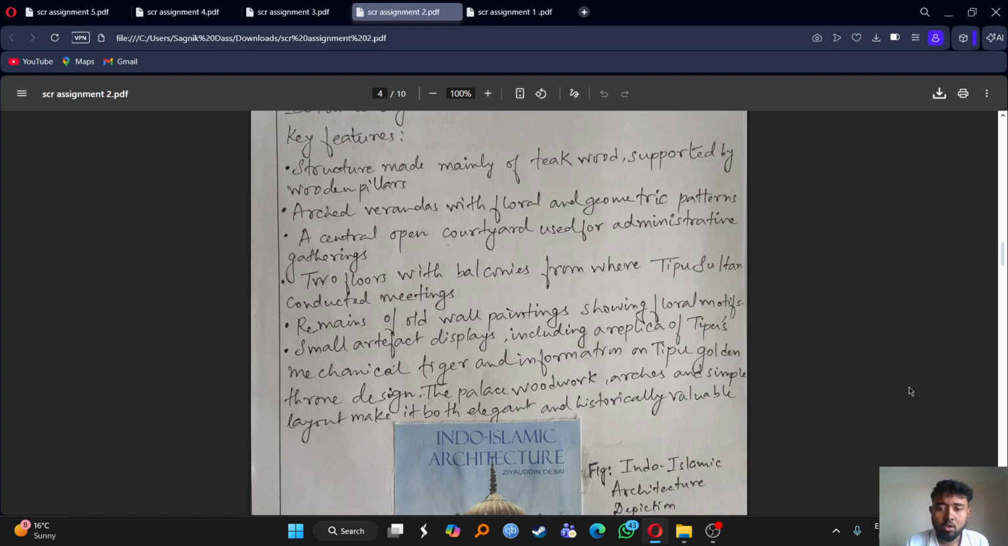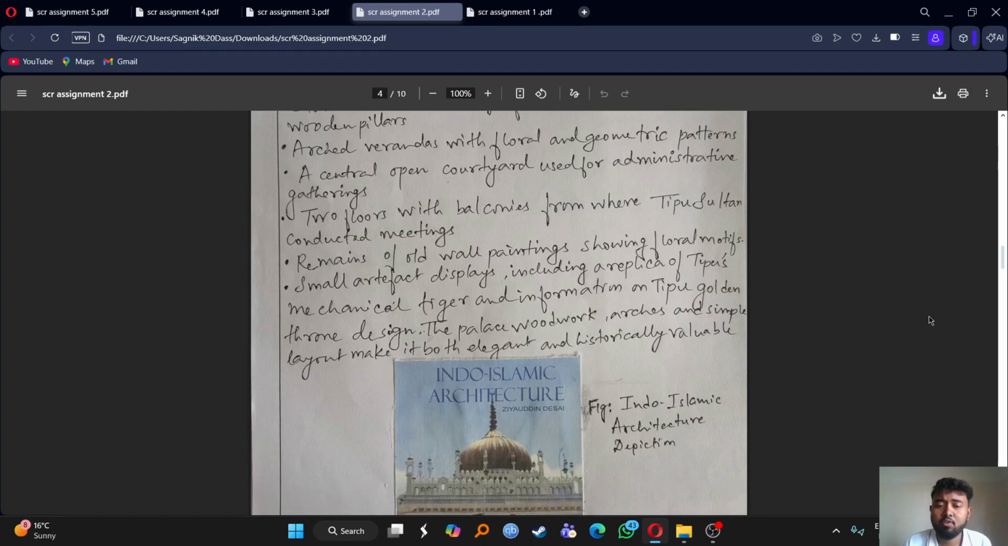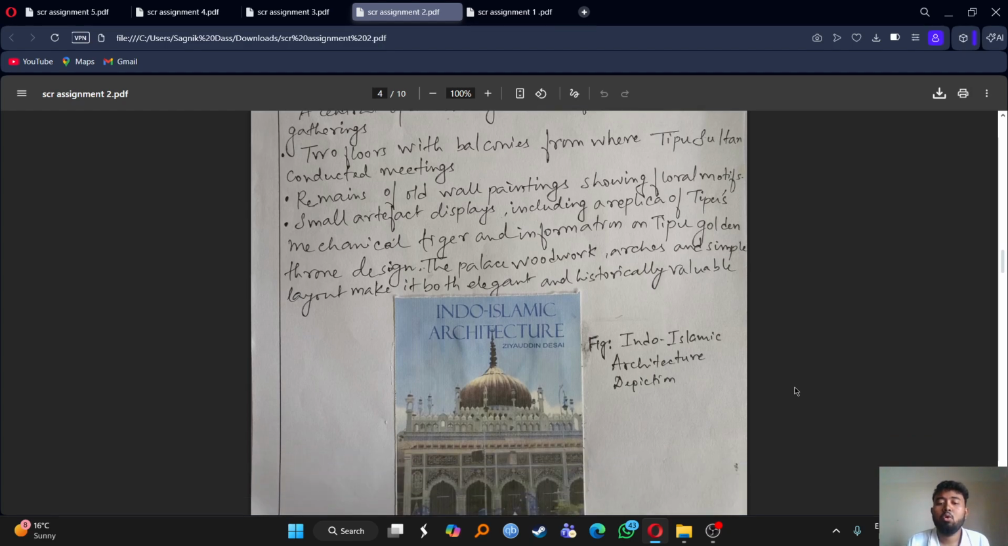There are only two floors. One was for conducting meetings, and one was for his residential usage during the summers. Remains of the old wall paintings show floral motifs. The old walls had been filled with paintings, some small artifacts on display, including a replica of Tipu Sultan's mechanical tiger, and information on Tipu Sultan's golden throne design. The palace's woodwork, arches, and simple layout make it both elegant and historically valuable.